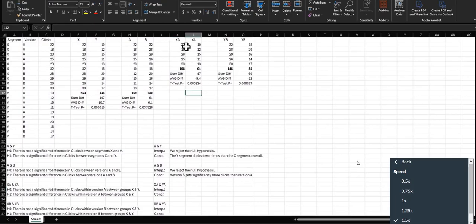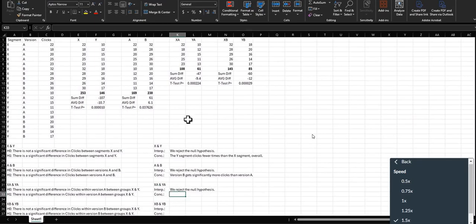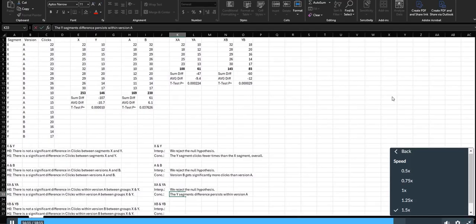How about for XA and YA? Is there a difference within the version between segments? The answer is yes. This p-value is less than 0.05, so again, we reject the null hypothesis, and we're looking at another negative difference. I can word this conclusion many different ways, but I can interpret it based on the other information we have: the y segment difference persists within version A.